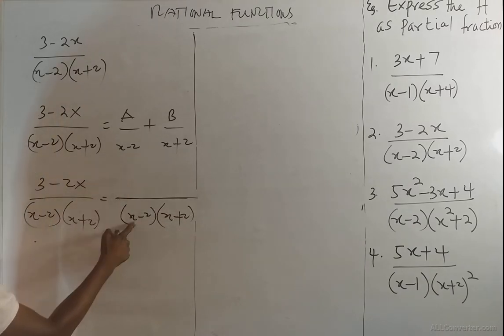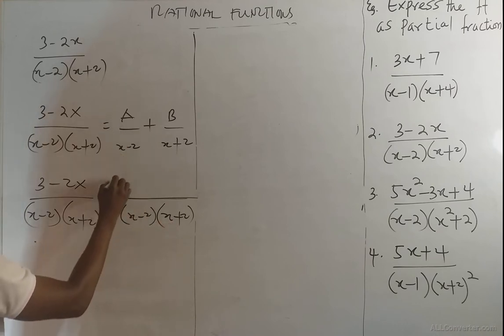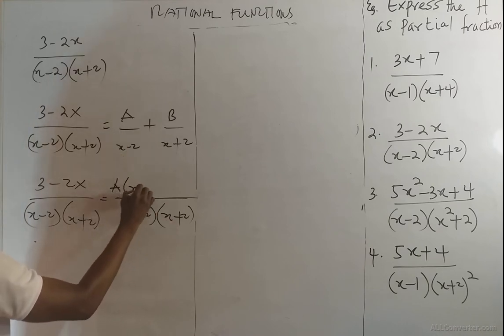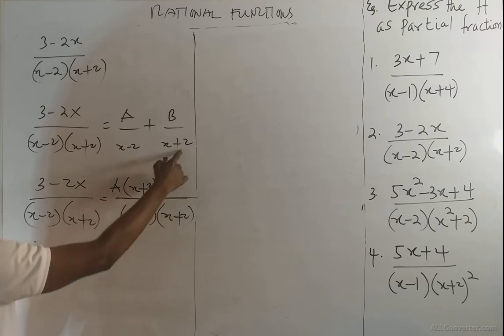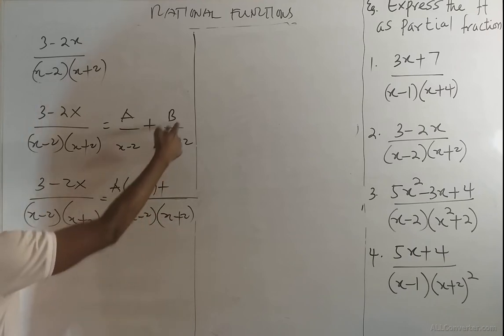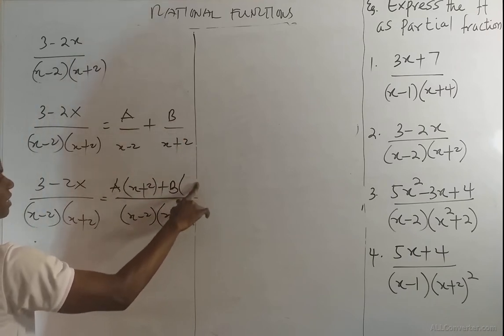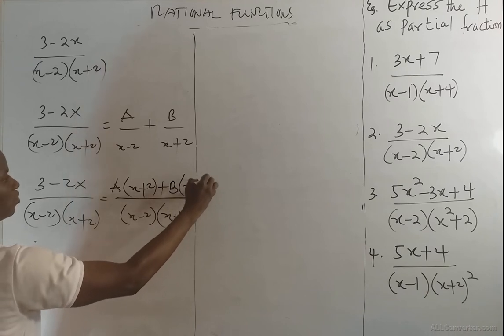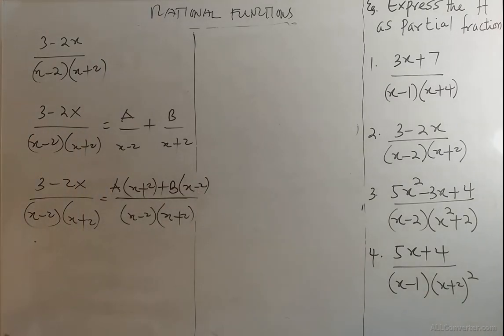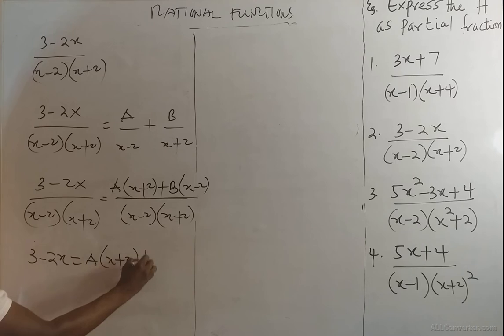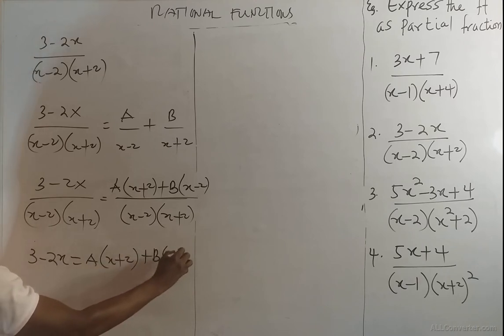So this here, we are left with this, and this times a will be a times x plus 2. Plus this here, we are left with this, and this will be multiplied by the b. So we have b times x minus 2. So we simplify. Now we can also see that the denominators are the same on the left and the right, so we can equate the numerators. So we have 3 minus 2x equals a times x plus 2, plus b times x minus 2.